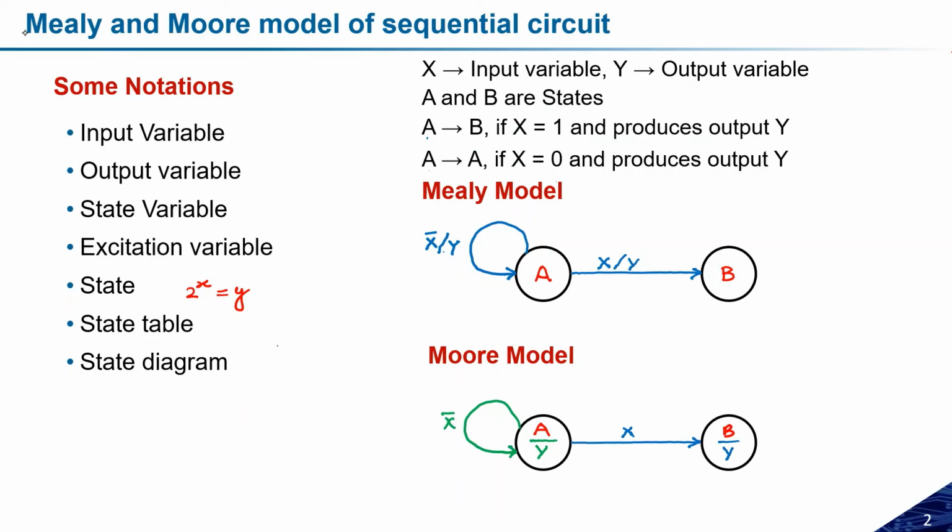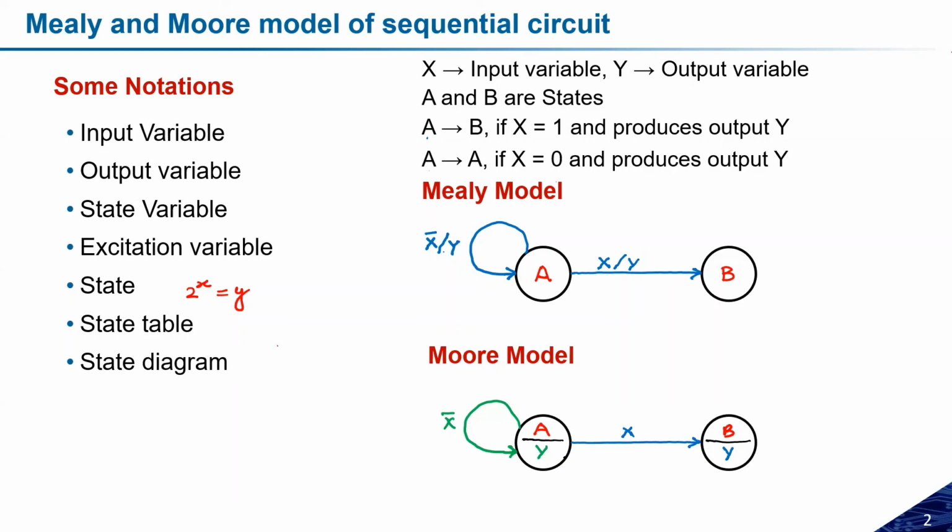Sir, have you written y bar? Where? Sir, in the Moore model? No, it is not bar. I'm just differentiating it. It is just to differentiate state and the output. It is not a bar. It is a differentiation between these two. The upper part of this line is the state, and the lower part of this line is the output. This is not the complement. You got the answer? Yes, sir.